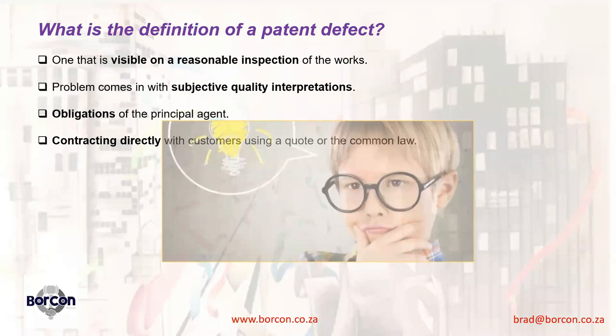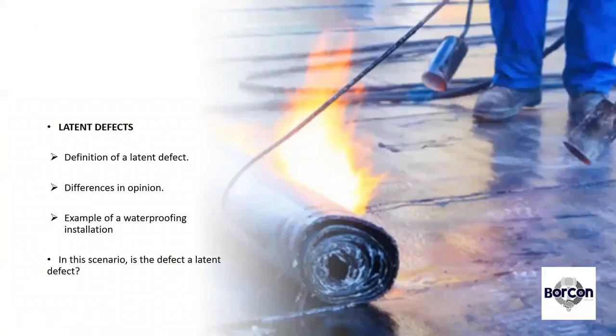Okay, so obviously it's not so easy when you're contracting directly with customers using a quote or the common law to define what a defect is. But what I want to impress on you is that it's visible on a reasonable inspection of the works. Okay. Now, a latent defect, okay, it can be the same defect that was visible, but under circumstances it's not visible. Okay, so on a reasonable inspection, you didn't pick it up, but it was there. Okay, and that is, perhaps I can explain it like this.